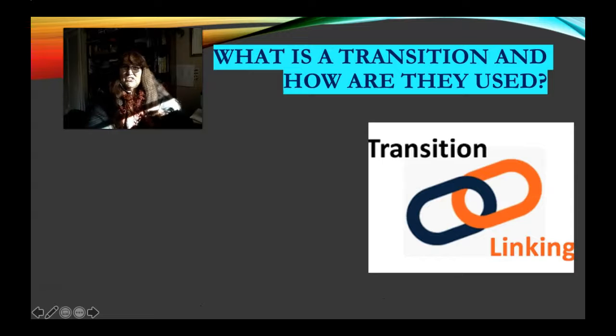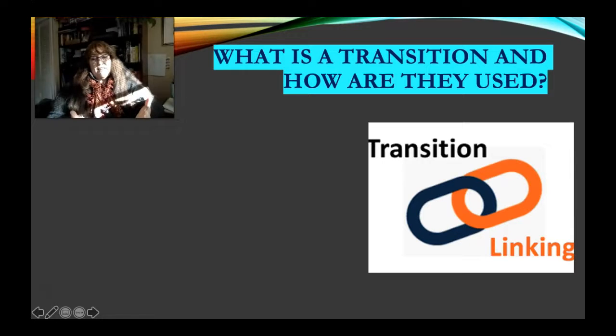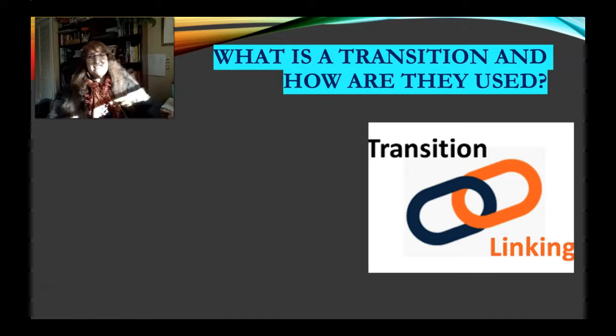And next is transitions. Every paragraph should have at least 2. Now, one of the goals of 10th grade writing is that you write intentionally. You don't just write and always use transitions because it happens naturally. And I'm sure it does happen naturally. However, I want you to be intentional, purposeful.